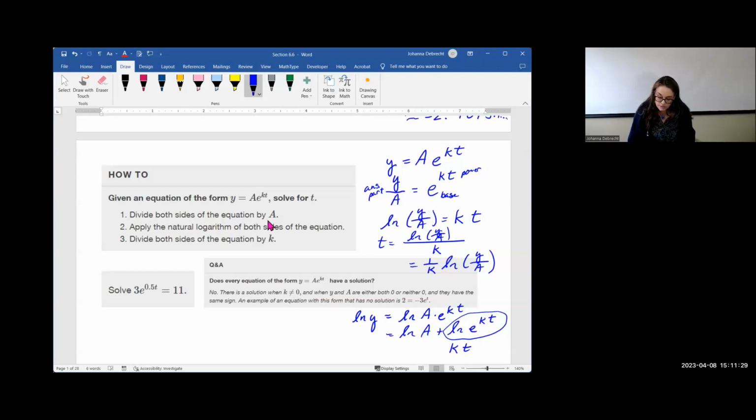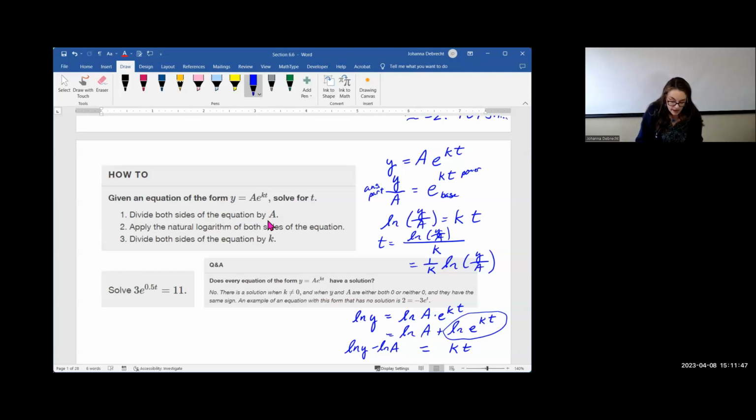And then I can move this to the other side, and I will have natural log of y minus natural log of a equal to kt, and then I divide by k, which in essence gives me exactly the same thing I had previously. So how can I apply this in a real problem?